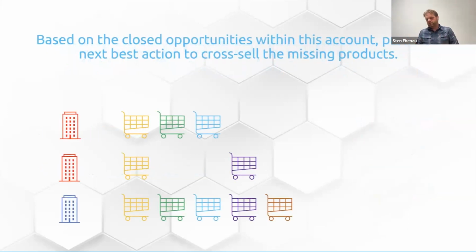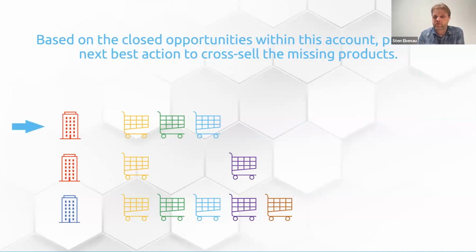So let's jump into the first example, which is a next best action. It's a very simple example, of course, but let's think about accounts with one opportunity, and within those opportunities, we have different products. So based on a closed opportunity within this account, provide the next best action to cross-sell any of the missing products.